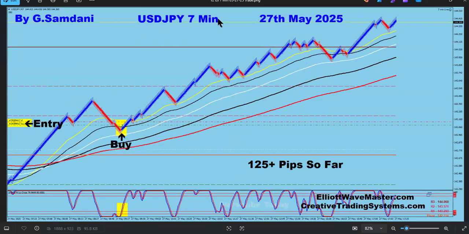Now this is USD yen. Again, just like the other yen pairs, but this is the entry from the 7-minute chart.